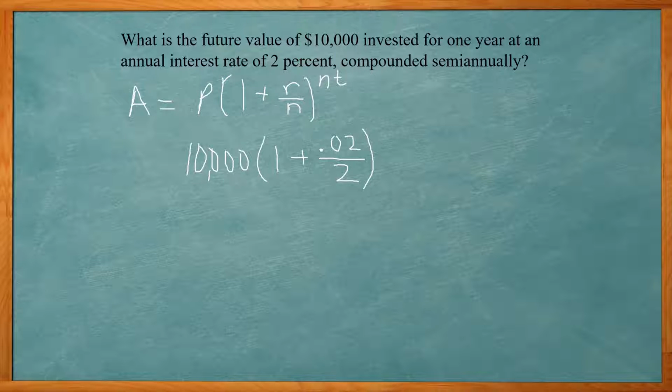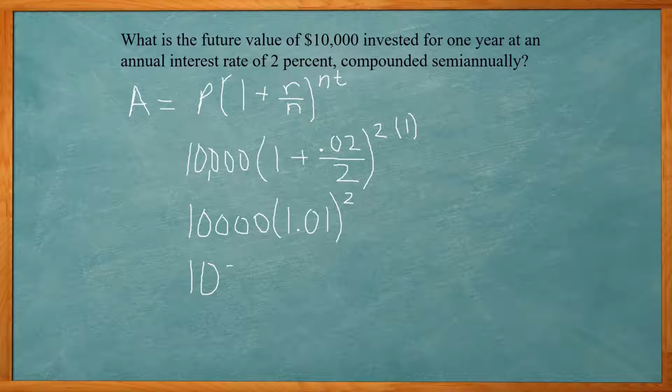All right, so our N was 2, and we're just doing 1 year. All right, so that'd be 10,000 times, and that's going to be 0.02 divided by 2 is going to give you 0.01, into the second power. And if you put that in the calculator, you end up with $10,201.